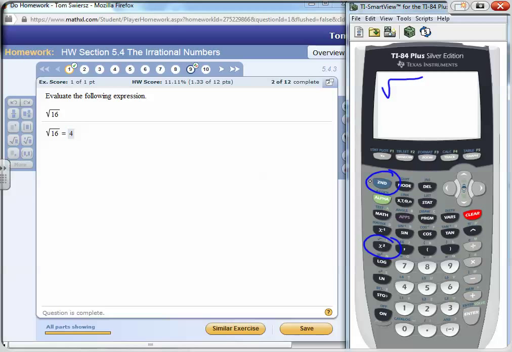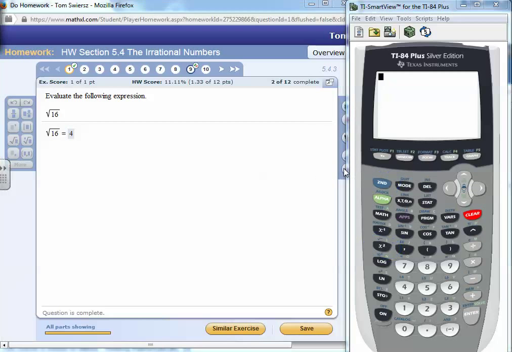Okay, so let's go ahead and do it on the calculator. So we have second, and then the x squared, but it gives you the radical. Then you can input it underneath the radical sign, put in 16, and then you hit enter, and there's our answer 4. Okay?